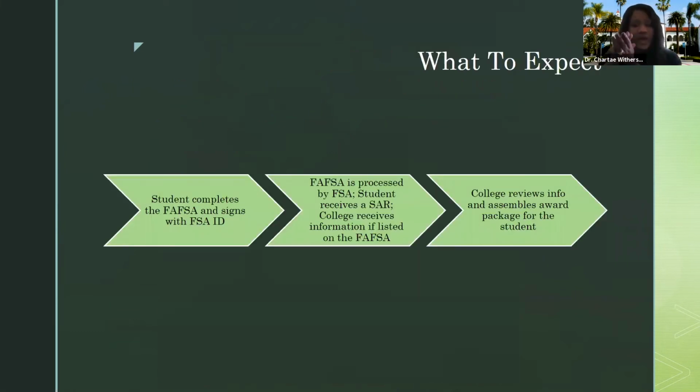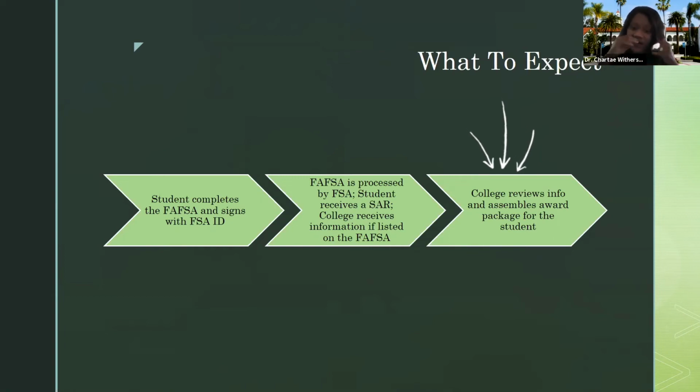Now, you may be wondering, okay, I got this FAFSA, I'm doing this FAFSA, now what? What's the process? What the process is that you, the student, you complete the FAFSA and you sign it with your FSA ID. Along with your parents, they sign the FSA ID. Then the FAFSA is then processed by the FSA. The student, you receive an SAR. What that means is that's a student aid review. That's going to be all the information that shows what you're eligible for, right? The college is then going to receive that information as listed on the FAFSA.